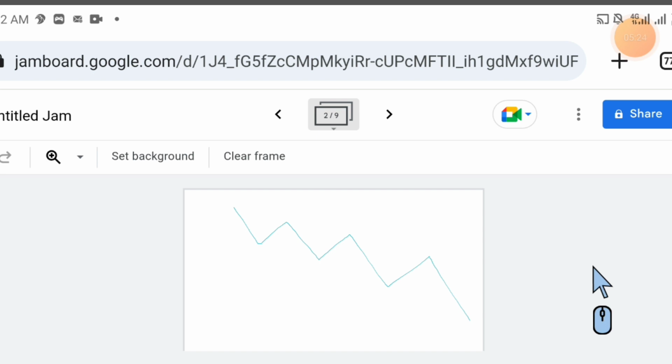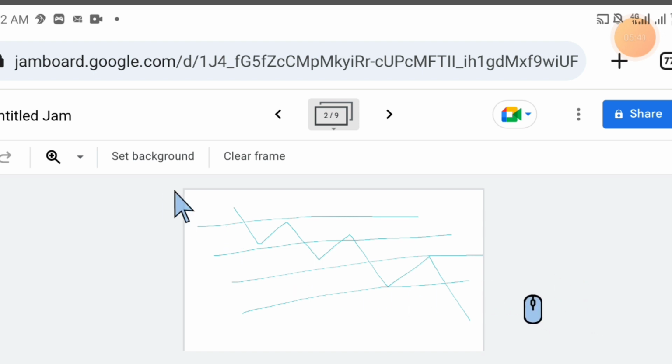Now, if we are to draw our support and resistance lines, you can see that we have a line here, we have another here, we have another at this zone here. We can even draw another here. So how do we recognize our support and resistance lines as we have said? You can see what happened to price.